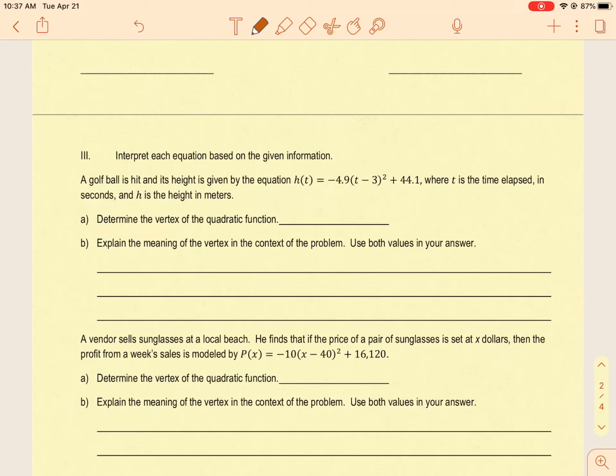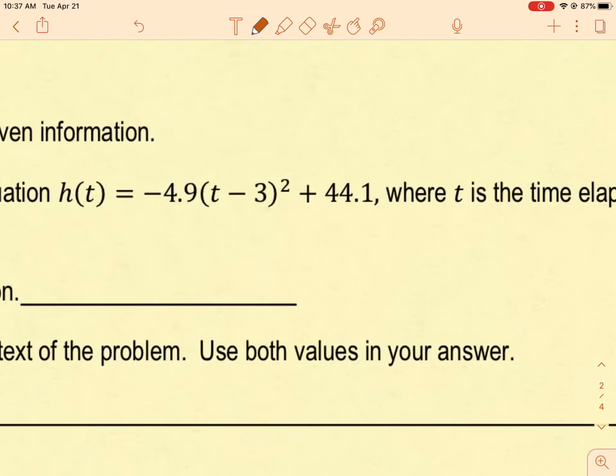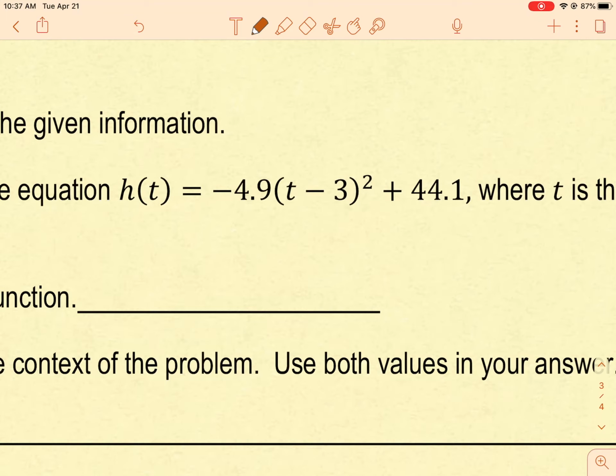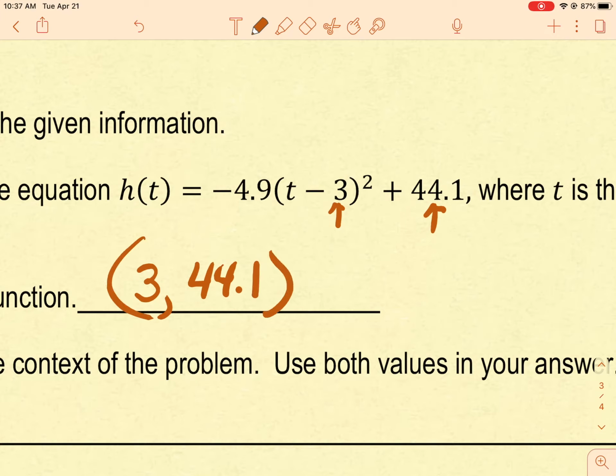If we look at the third one, a golf ball is hit and its height is given by the equation, and there's the equation. They're saying t represents the time that has elapsed in seconds, and h is the height in meters. So determine the vertex. This is in vertex form, so we know our h and our k. And we always said it's like the opposite way of thinking in parentheses. So our vertex is going to be at 3 and then 44.1.